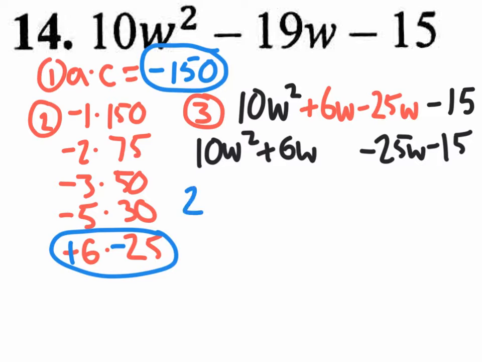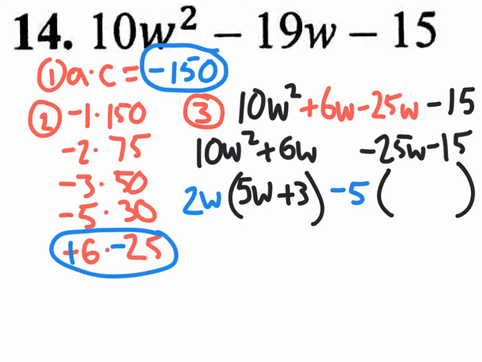You pull out a 2 and a w. If I do pull out a 2 and a w, what would be left in there? 5w plus 3. Okay. And what could I pull out of the second group? Over here, the second group. What could I pull out of there? Negative 5. And if I do pull out a negative 5, what would be left inside? 5w plus 3. Luckily, it's the same exact binomial.